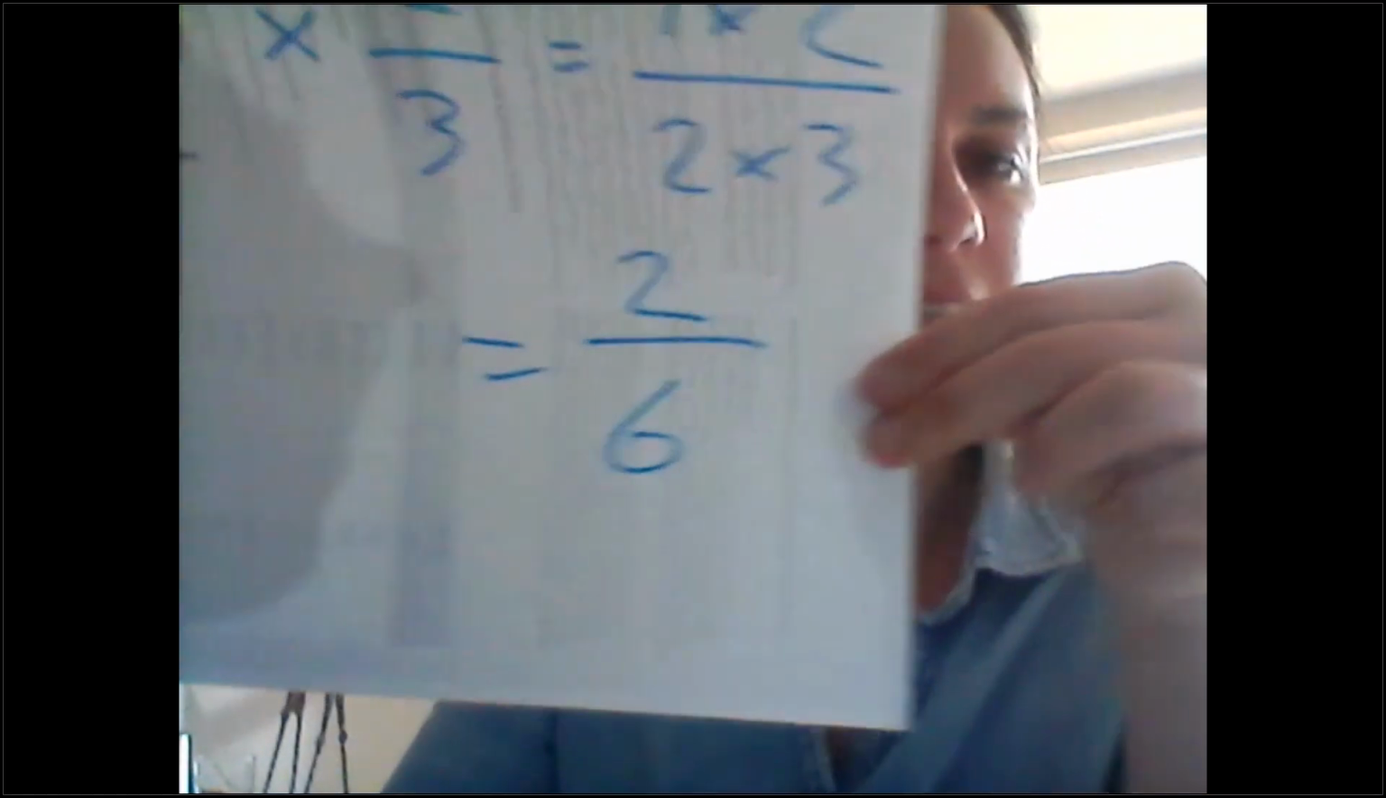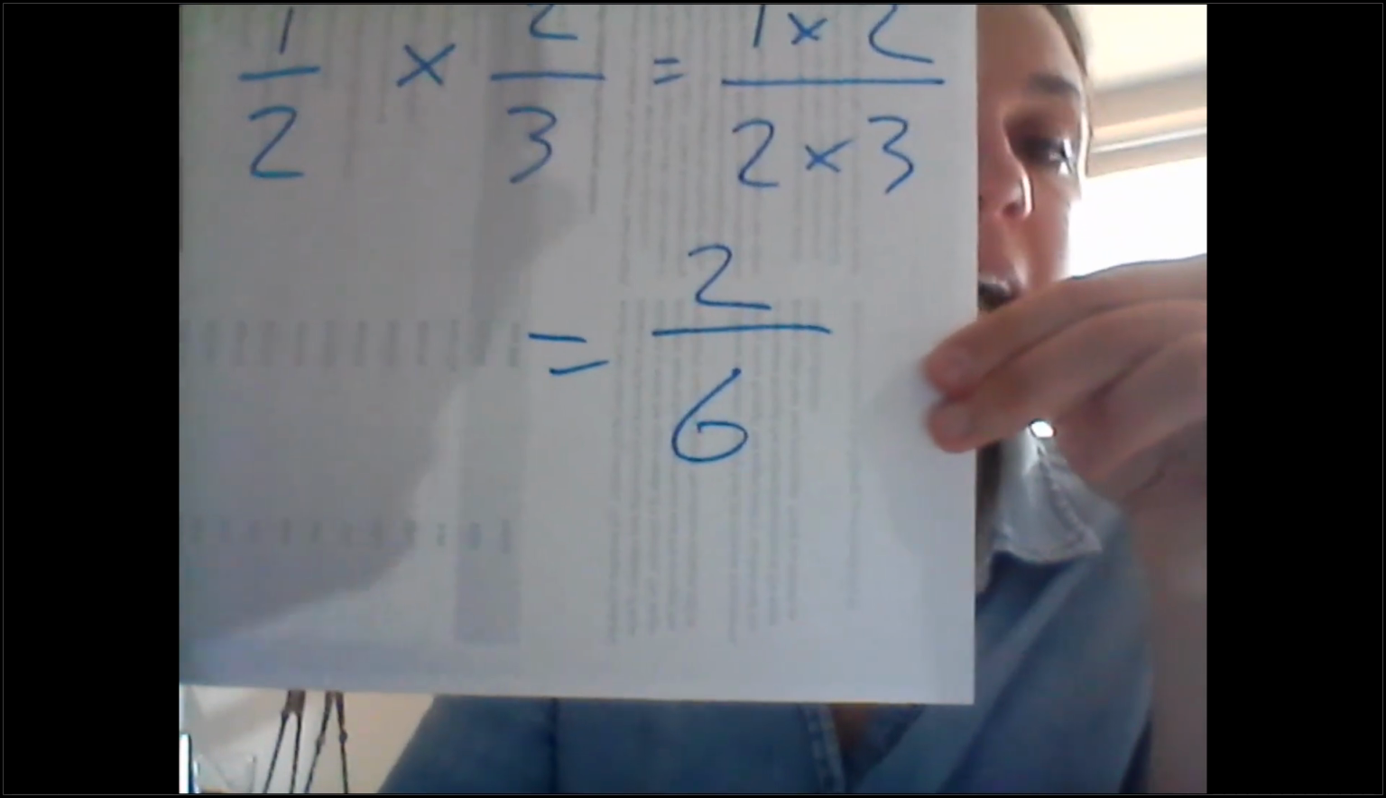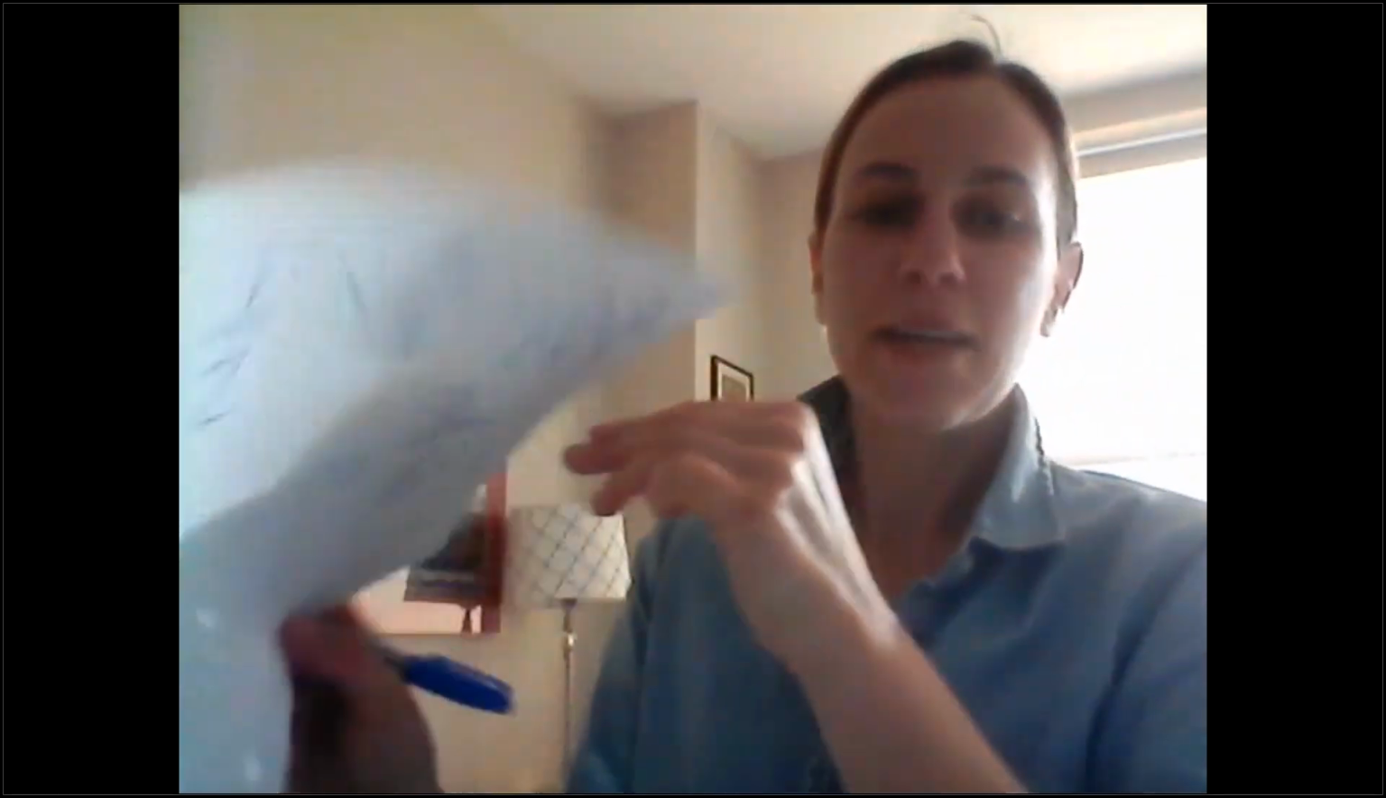Hopefully you guys can see these. 2/6. Now that answer is correct, but again, I want to think about simplifying, because if I leave it at 2/6, it's correct, but I can still take it down farther. And what does that mean? If I take that 2/6, this is simplifying, which becomes really important when we multiply fractions. And I'll teach you a trick of how to simplify before you multiply.